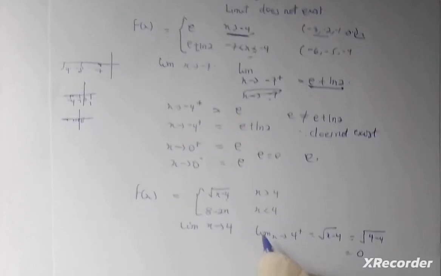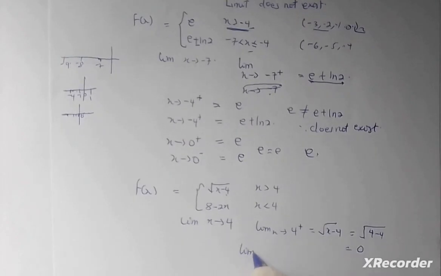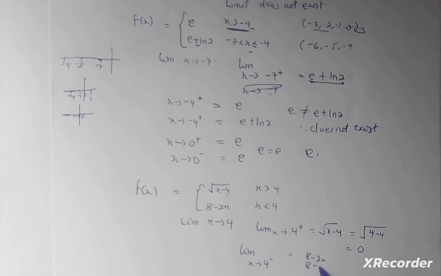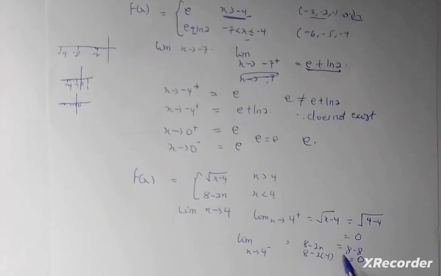Let's see the left side. That is limit as s approaches 4 from the left side. And that is going to give us this part, which is 8 minus 2x. And wherever you see x, you put 4. So 8 minus 2 multiplying 4, which is equal to 8 minus 8, and is equal to 0. You can see that the left and the right limits are giving us 0. Hence, the limit of the function as s approaches 4 is equal to 0.